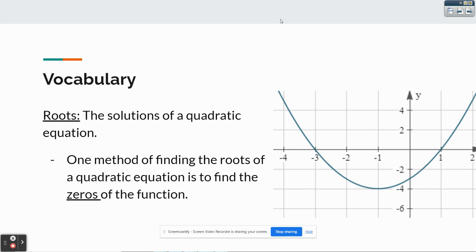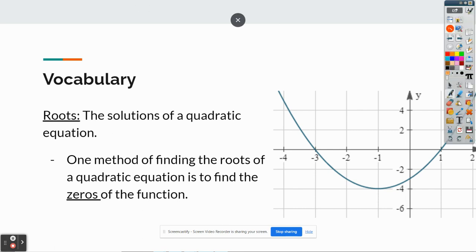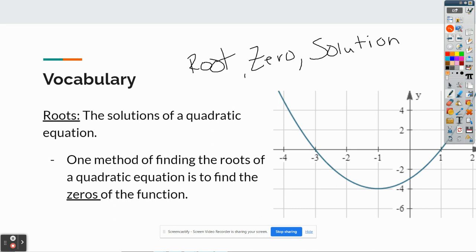So for right now, the word root. So you should be writing this down. The word root, the word zero, and the word solution all mean the same thing for quadratic equations. All right, so roots, zeros, solutions all mean the same thing. And on the next slide here, I'll show you how you find them. And the first thing we're going to do is we're going to learn how to find them by looking at a graph. All right, but those three things all mean the same thing: roots, zeros, solution.